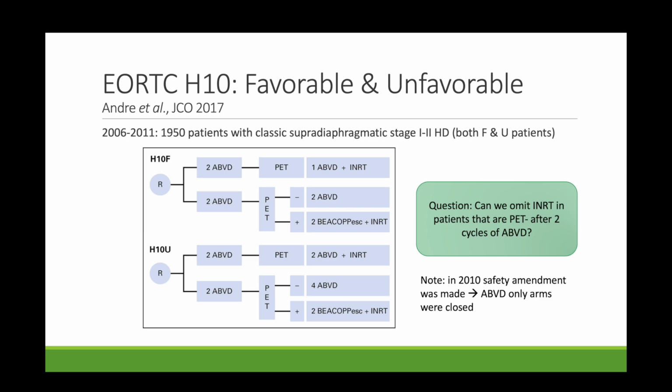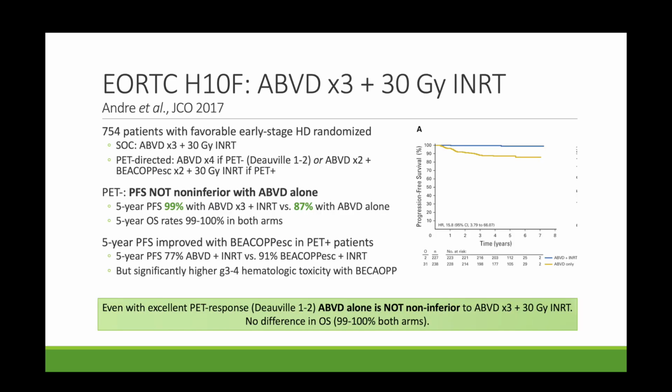And keep in mind that the German trials that we talked about were using involved field radiation. The EORTC trials were using involved node radiation because they were run in Europe. Here we would do involved site radiotherapy, but involved node radiation means smaller fields compared to the German trials that we talked about previously. So just to review the 2 arms of EORTC H10F, the standard arm was ABVD times 3 followed by 30 gray.